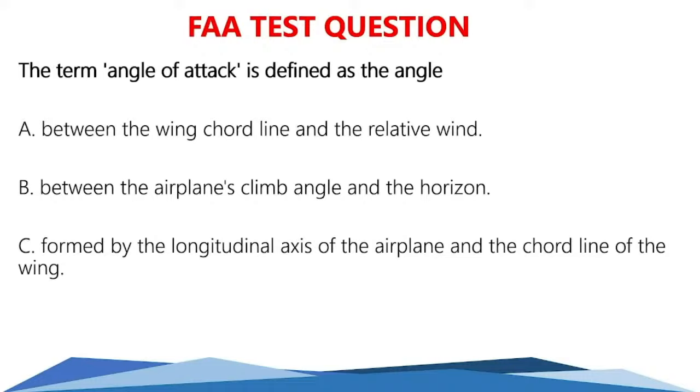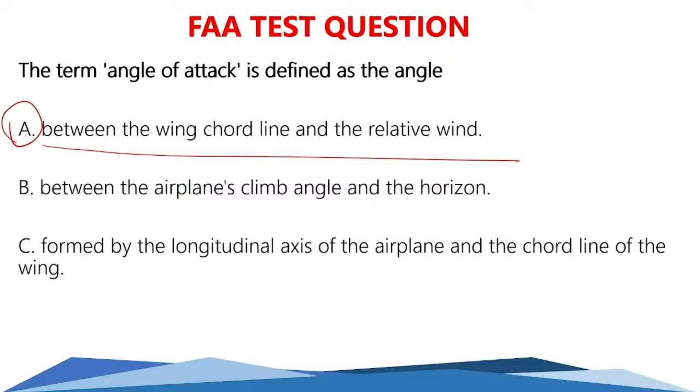We got the majority of the class with the correct answer, a little over 84%. So the term angle of attack is defined as the angle between the wing chord line, which is that imaginary line that goes from the leading edge to the trailing edge, and the relative wind. Okay. For those that said B, only a few people, 5% of the class said B. The angle between the airplane's climb angle and the horizon, there's actually no specific aviation term for that, so it's kind of just a misnomer there.